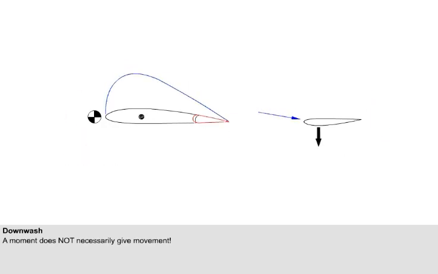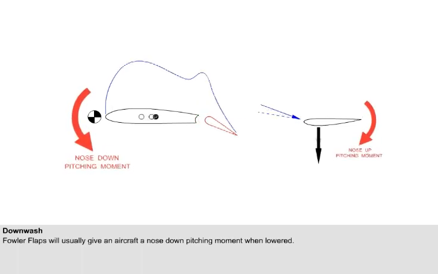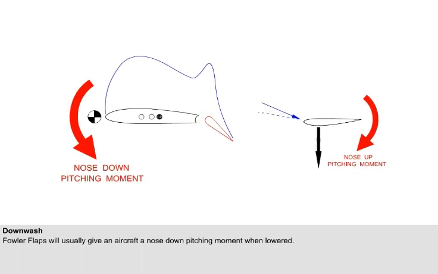However, if the aircraft you are flying has Fowler flaps, it will usually generate a net nose-down pitching moment when the flaps are deployed. Because Fowler flaps increase the wing area by moving rearwards when deploying, a larger nose-down pitching moment is generated. This gives an increased tendency to generate a net aircraft nose-down pitching moment when the flaps are lowered.